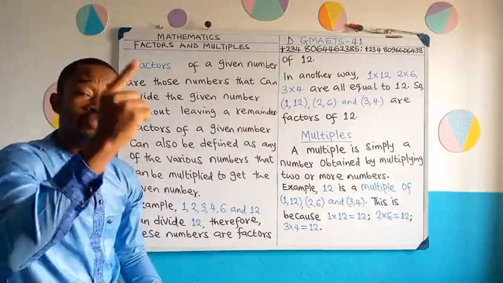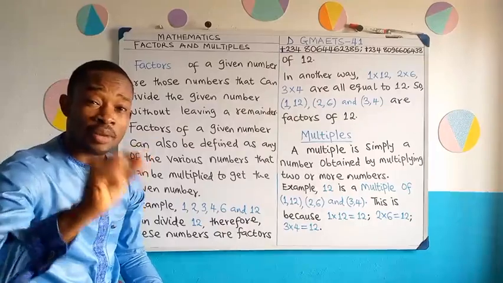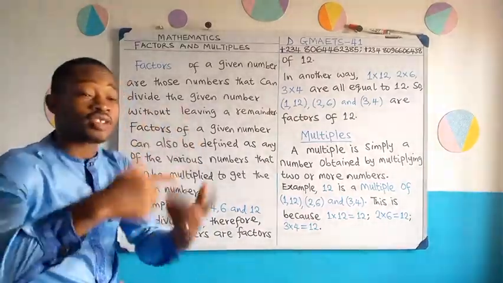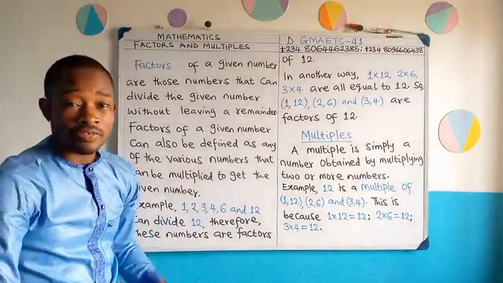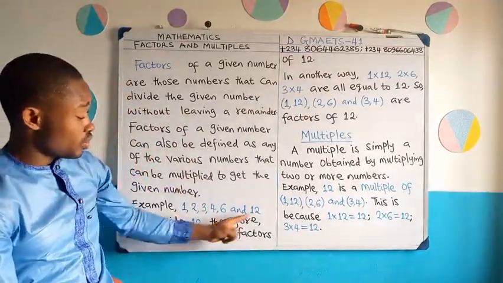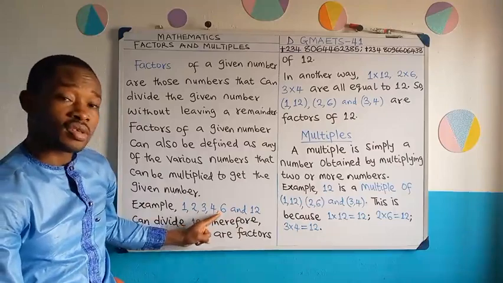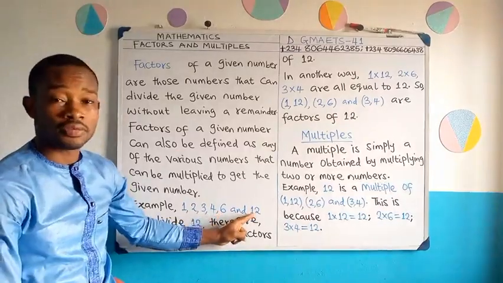Now once you get to the middle of any number, that is half of any number, the next factor of that number is the number itself. For example, look at this 12. When we are considering 12, when I got to 6, the next factor of 12 will be 12.